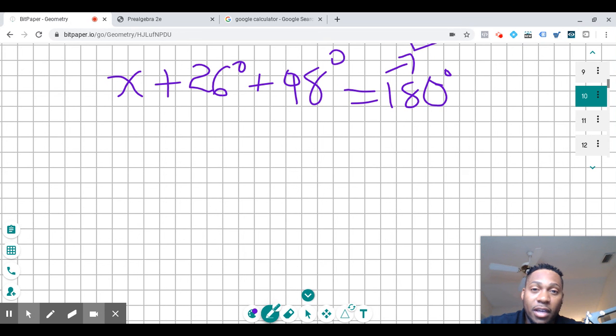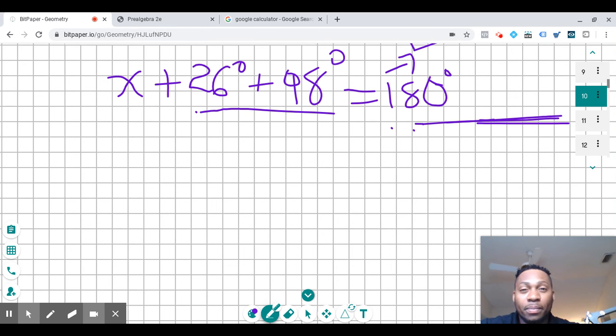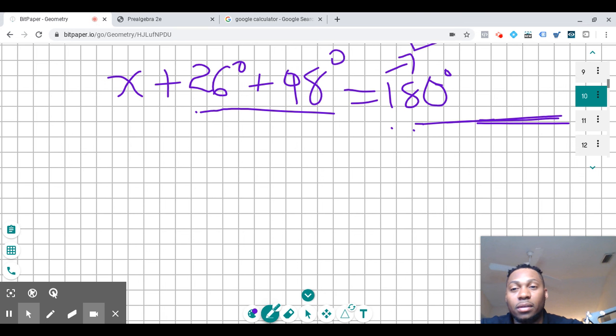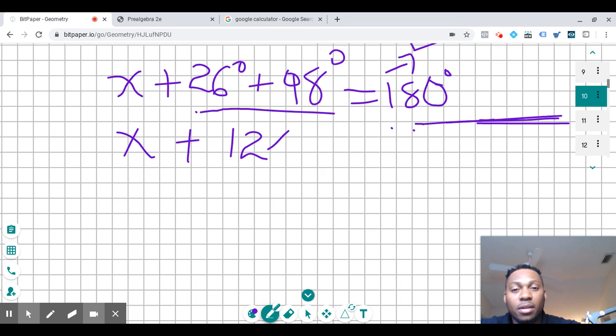The way we're going to solve for x is we can add these two, and then whatever we find, we subtract it from both sides. We can do it that way, or we can move everything else to the other side. So we can move the 26 to this side and the 98 to this side. So let's add 26 plus 98 and see what we get. We get 124. So x plus 124 is equal to 180.